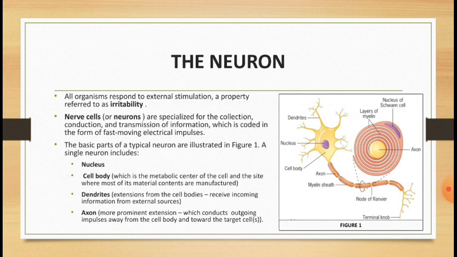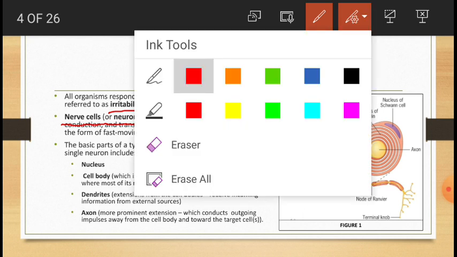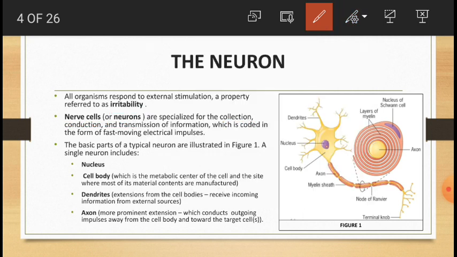Coming to the structure of neuron, the property by which all organisms respond to external stimulation is called irritability. Now, the nerve cells, also called the neurons, have the main function of collection, conduction, and transmission of information. This information is nothing else but fast moving electrical impulses.